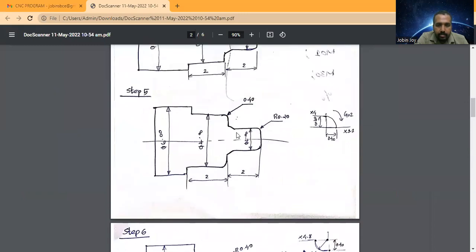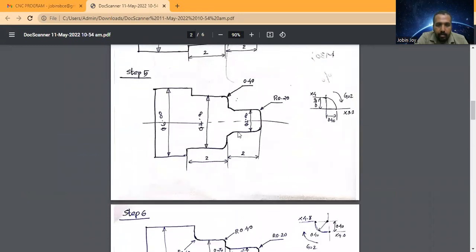Then the next is I have to make an arc here. Okay, so I have to make an arc here and here, here and here. So the radius is R 0.40. That is the radius.